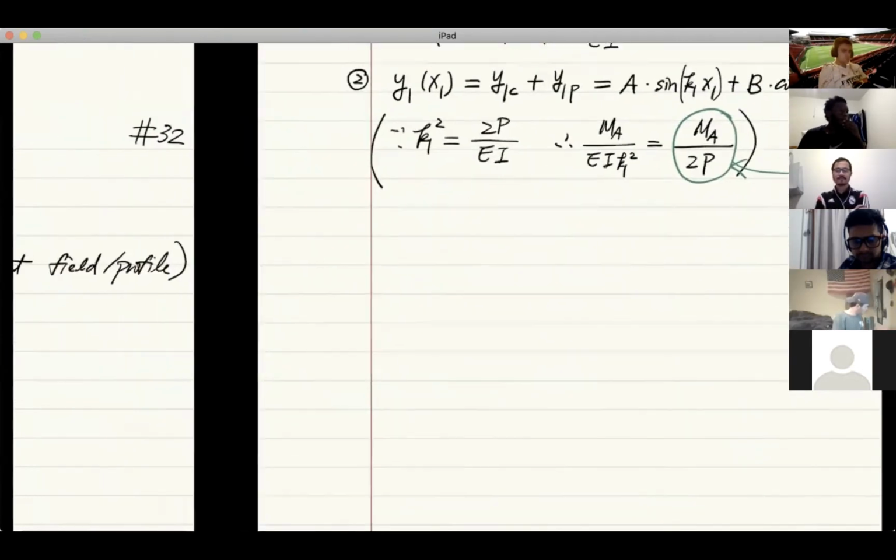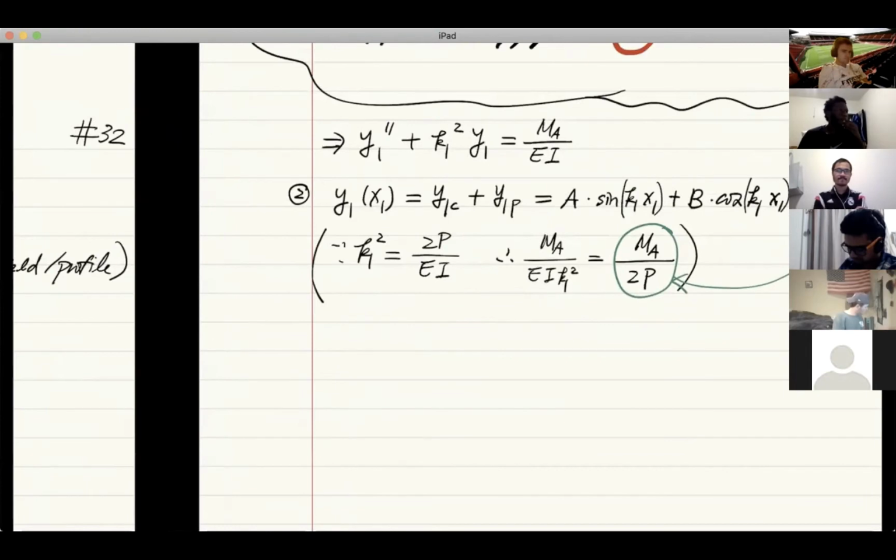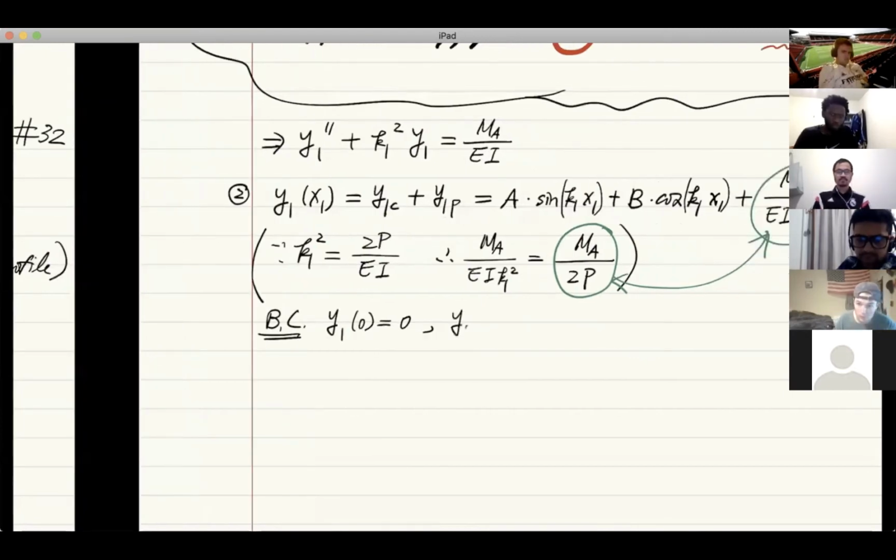Okay. All right. Now, once we have this expression, what we have to do is write down the boundary conditions and find the constants. In this case, you already know the boundary conditions very well. I don't have to explain everything to you. You know that y1 when x1 equals 0 is 0, because it's a fixed end. Because it is fixed, the slope has to be 0 as well. So y1 prime at x1 equals 0 must also be 0.